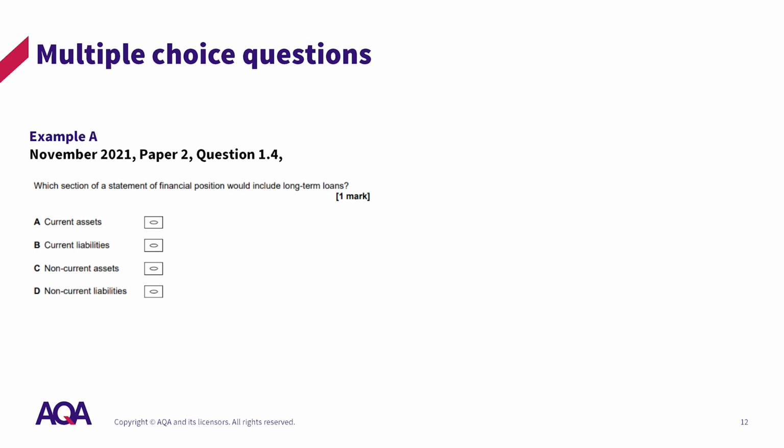Let's look at some multiple choice questions that follow the principles I've explained. Example A demonstrates the use of plausible distractors, as each of the listed options appears on the statement of financial position. It is unlikely that a student who has never studied business and therefore has no subject-specific knowledge would be able to eliminate all the distractors.